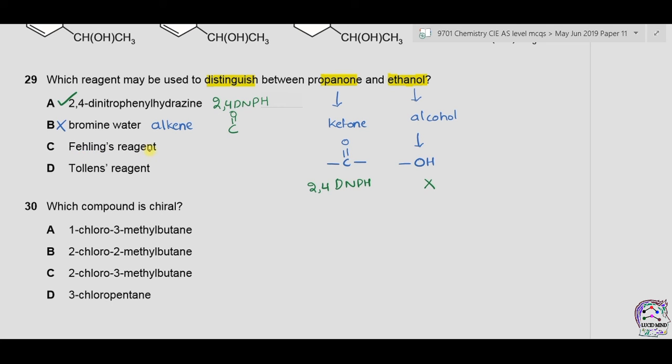C is Fehling's reagent. Now Fehling's reagent can react with aldehyde, not with ketone, and not with alcohol. Similarly, Tollens reagent can also react with aldehyde but not with ketone or alcohol, so therefore these cannot be used to differentiate between these two. So C and D is incorrect. The correct answer is A.